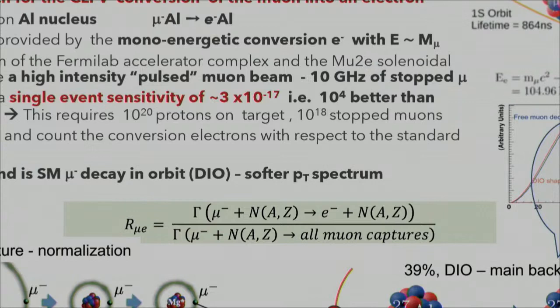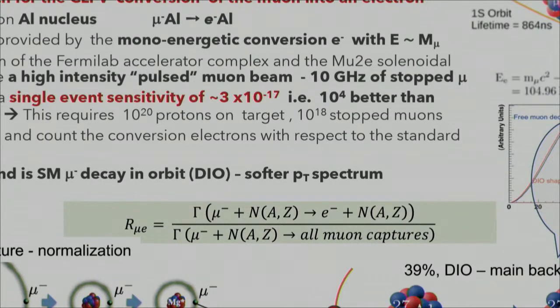So, briefly, the Mu2e experiment aims at the measurement of the charged lepton flavor violation process, that is the conversion of a muon into an electron, here bound in an atom of aluminum. Here you see a picture of what we are looking for. For this process, we have a very clear signature that is provided by the monoenergetic conversion electron that has an energy of the mass of the muon.